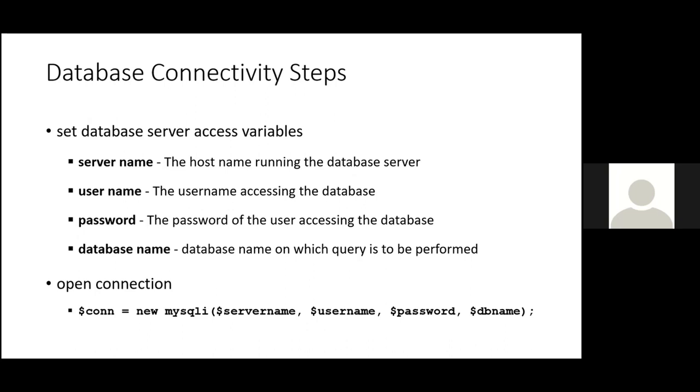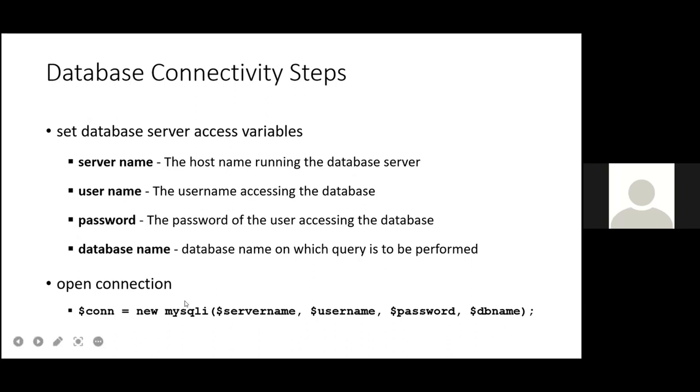And we need to provide the database name. That is the database that we are working on. As you can remember, last week we created a database called db product. So that is going to be the database name. These 4 parameters you need to set first, and then in order to open the connection, we need to provide this information.